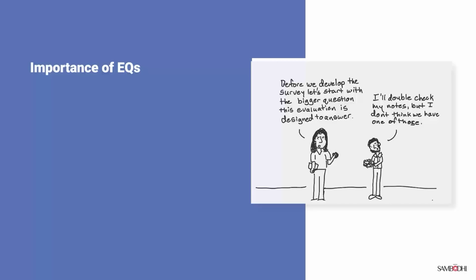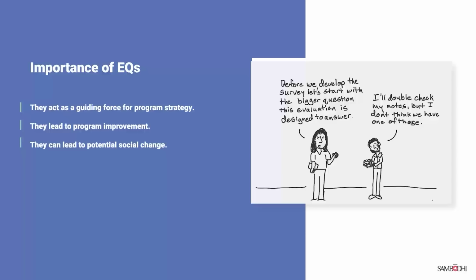We identified 3 primary reasons why evaluation questions are so important. First is the fact that they act as a guiding force for program strategy. The EQs set the stage for operationalizing an evaluation, and the results of the evaluation lead to better informed insights for guiding program strategy. Second is that they lead to program improvement. Well-informed EQs ask where the program is struggling and how it can be made better in the future. While guiding program strategy is more macro level, improvement in the program is more micro level.